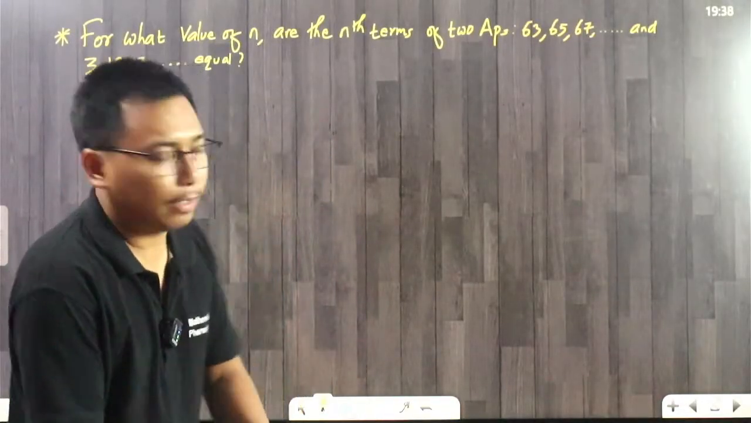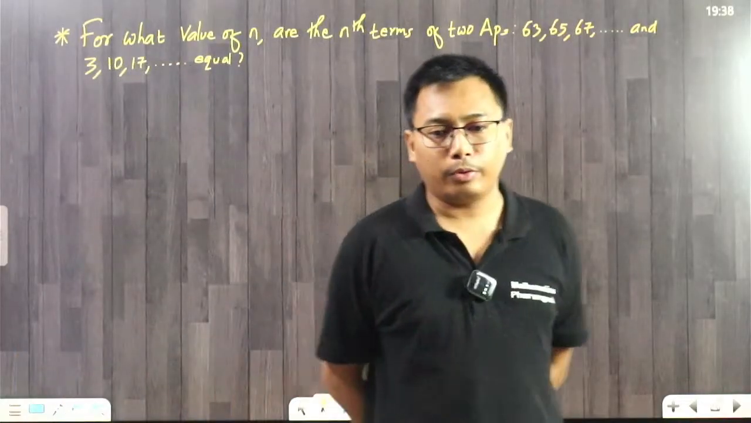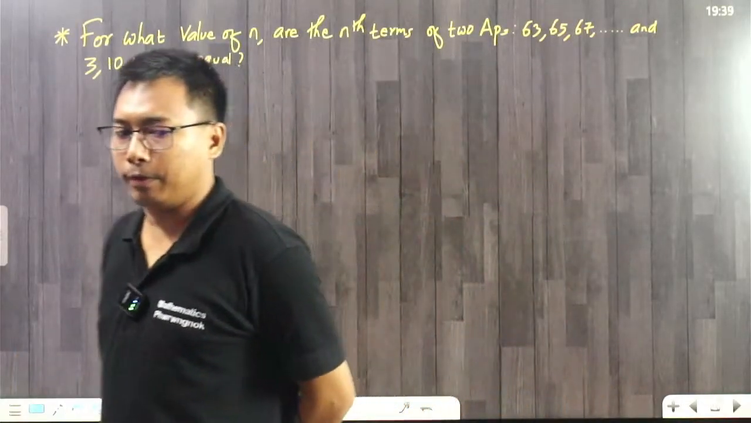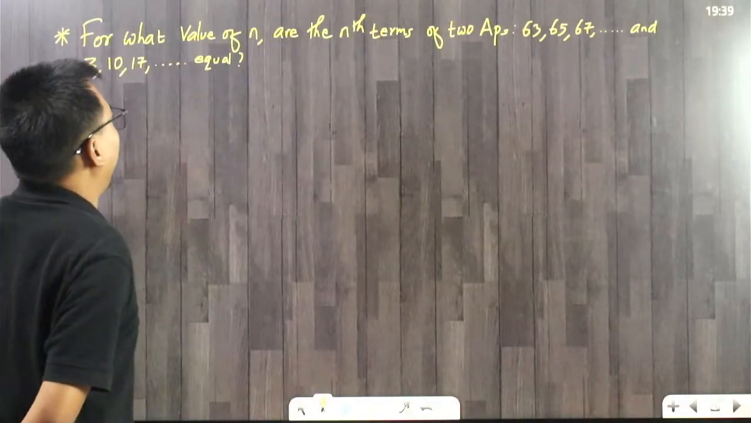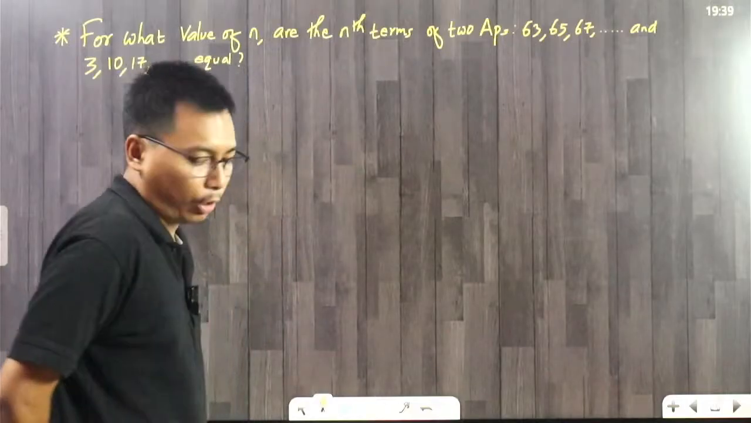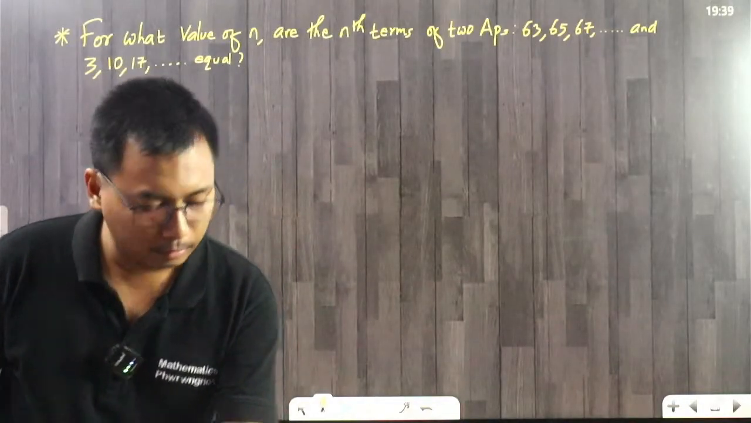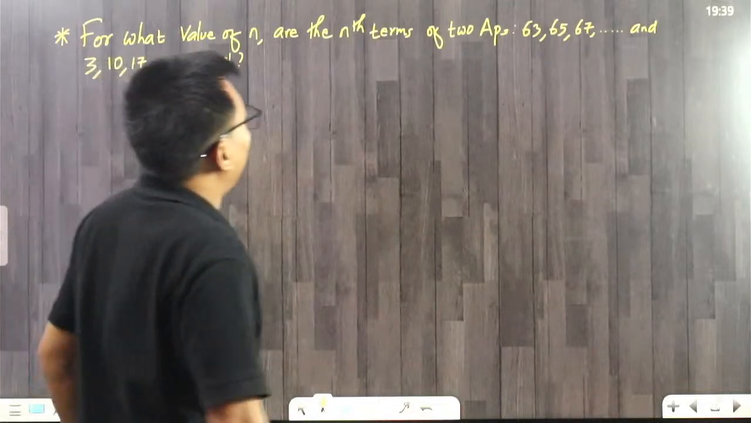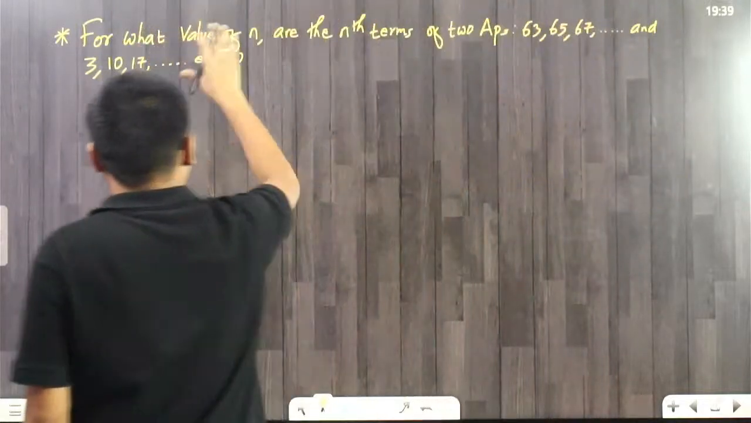All right, let's start. So we have our first question on the board today. First question for today. For what value of n are the nth terms of two APs equal?